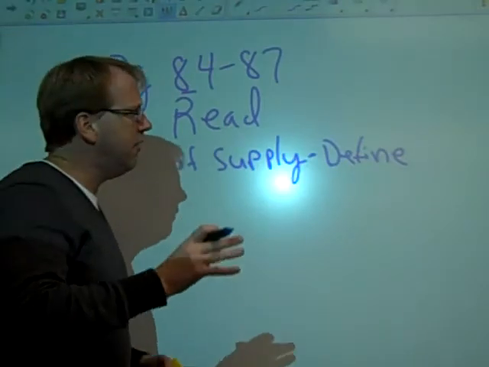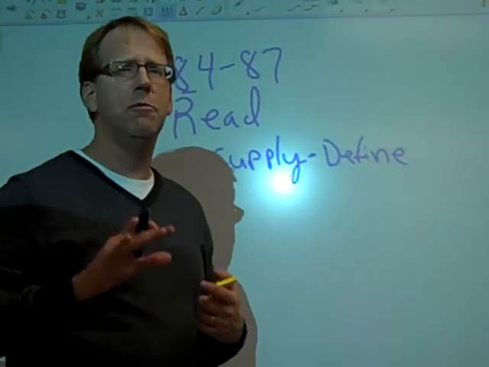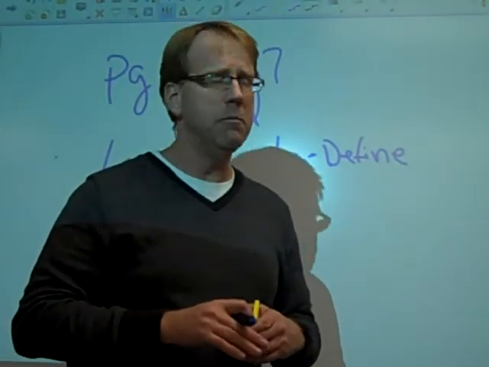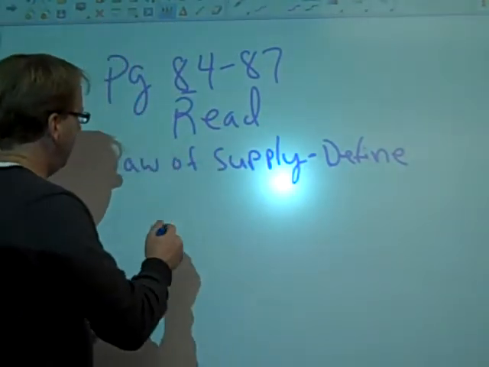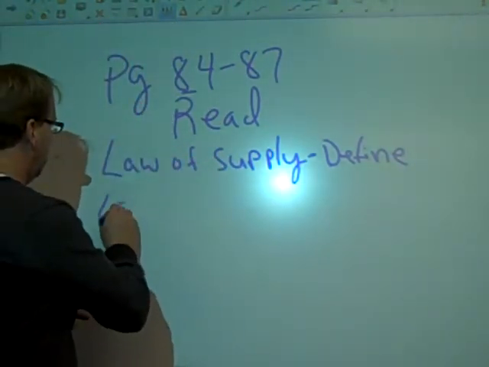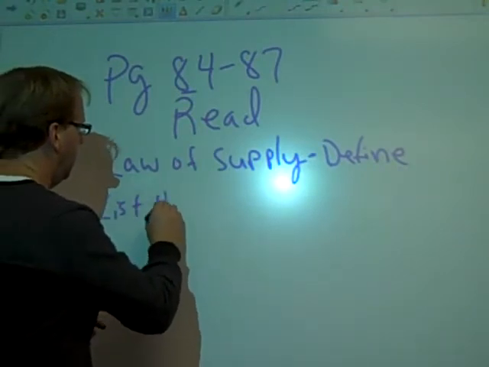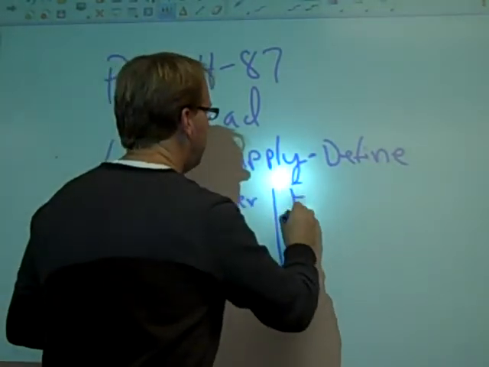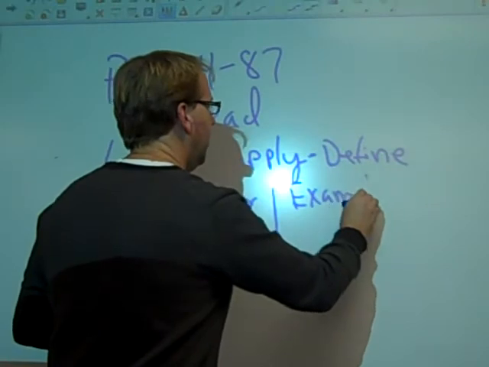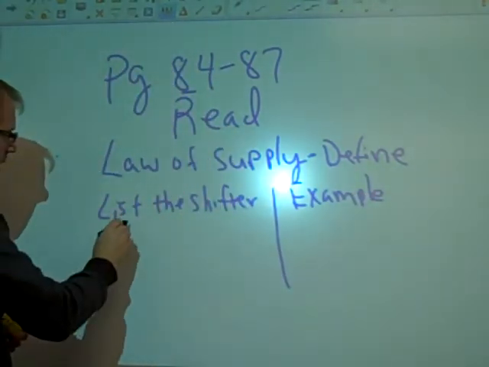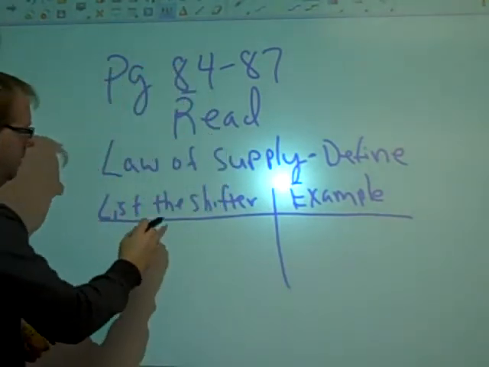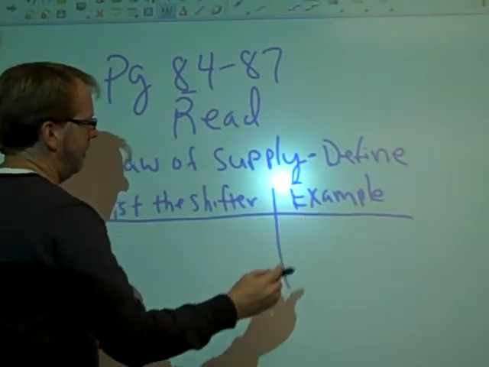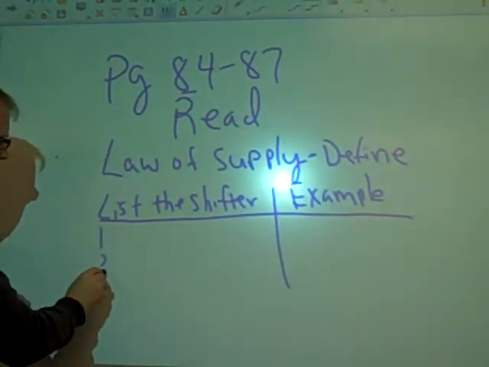Okay? Then just like demand, there are 6 things that can cause supply to shift. I want us to get a head start on what those are for class on, what will it be, Thursday. So to do that, what I'd like you to do is to list the shifter and give an example from the book or from your own head of that shifter. So you're going to make two columns just like this. Okay? This column's going to be where you list the shifter, and then over here is where you'll give an example of it.